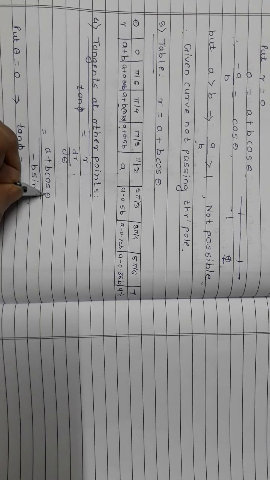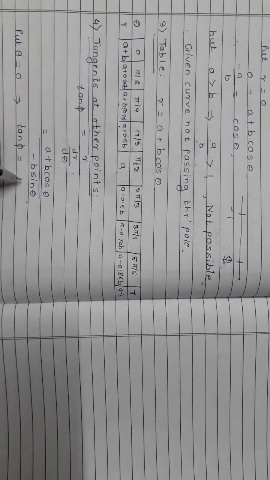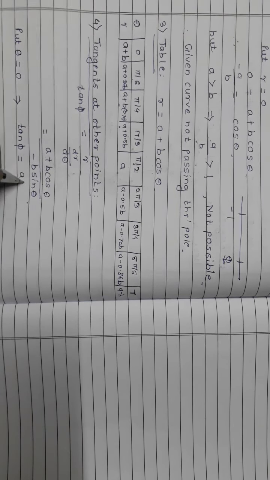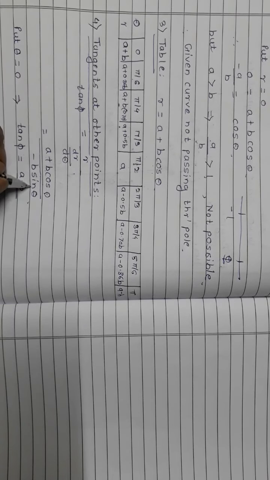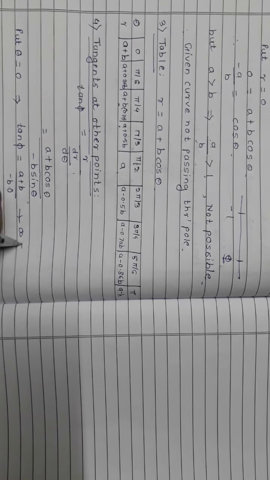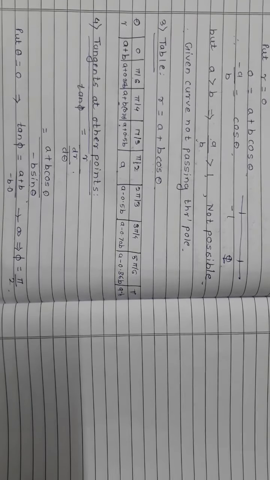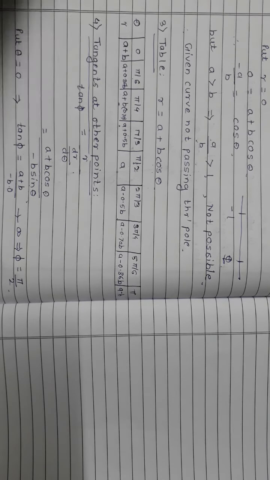When theta is equal to 0, cos 0 is 1, so this is a plus b, and sin 0 is 0, so into 0, right? So this is tending towards infinity, right? So what is phi then? Phi is equal to pi by 2, right? Then what is the next?